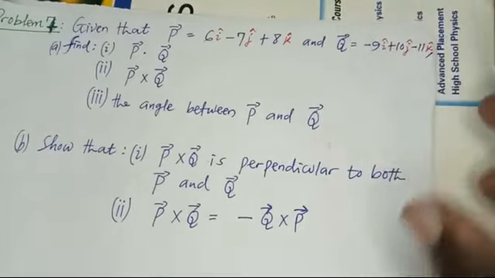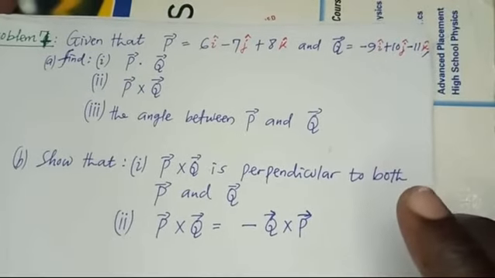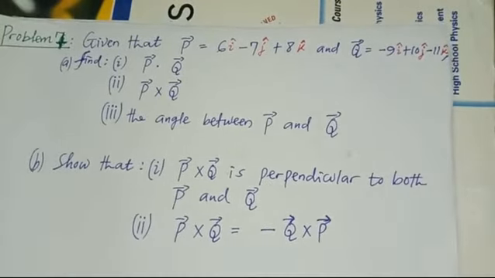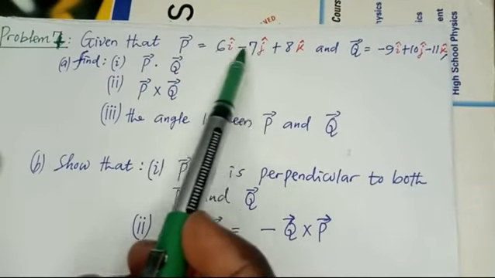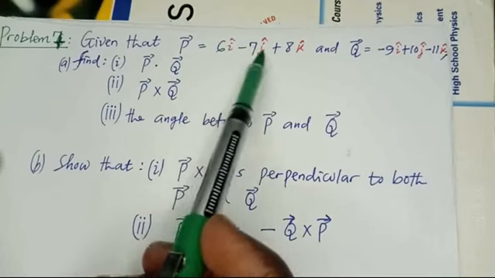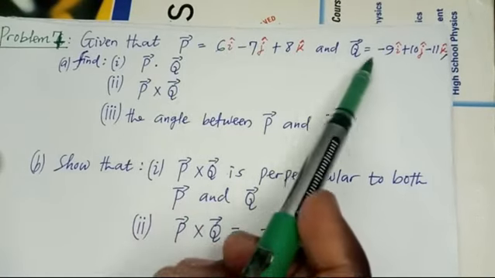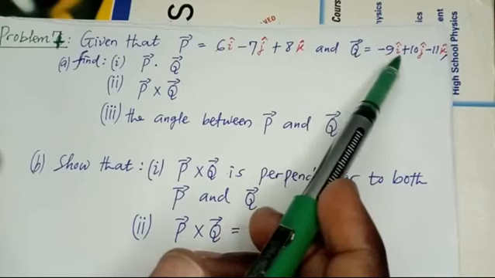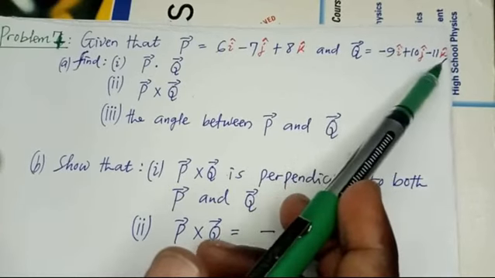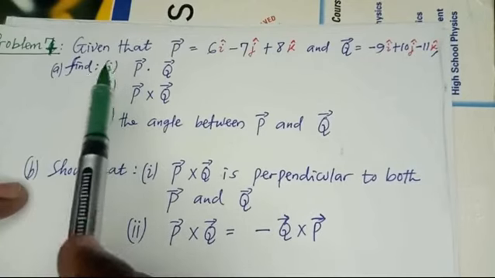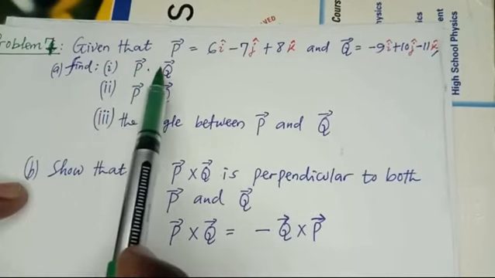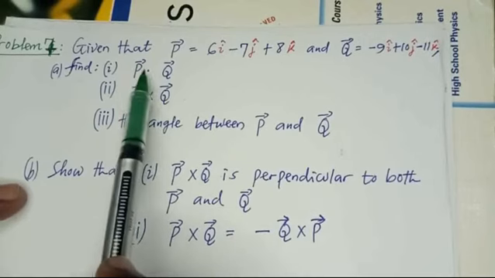Now let us read problem 7, which is going to be the last problem we will solve on vectors in our YouTube channel. Problem 7 says, given vector p, these are the components along x, y and z for vector p. Then the second vector, vector q, these are its components along x, y and z. The first problem says we should find p dot q, meaning the dot product of p and q.